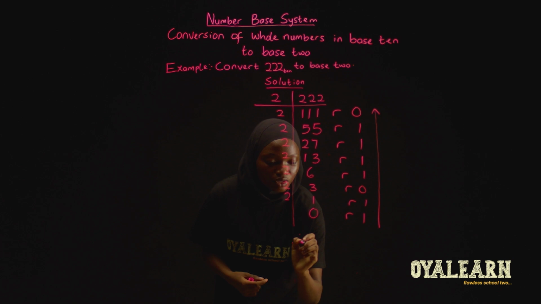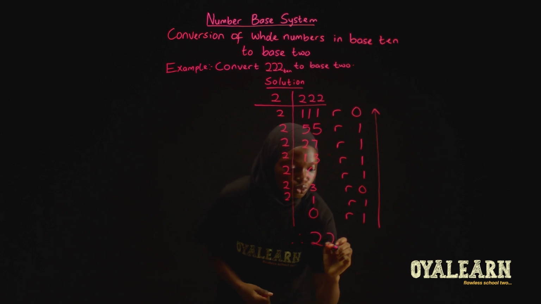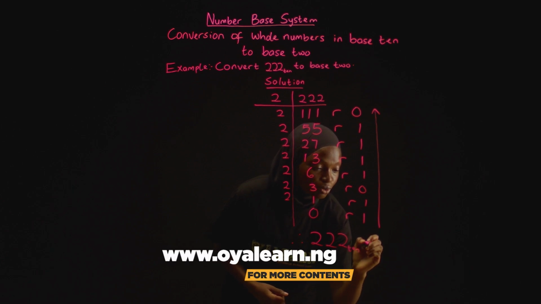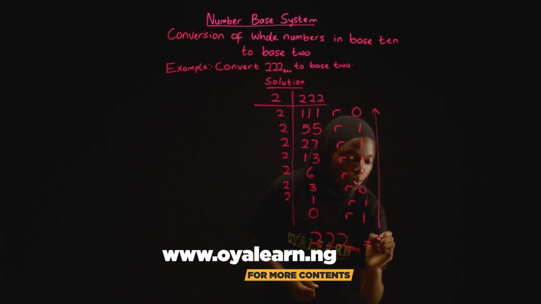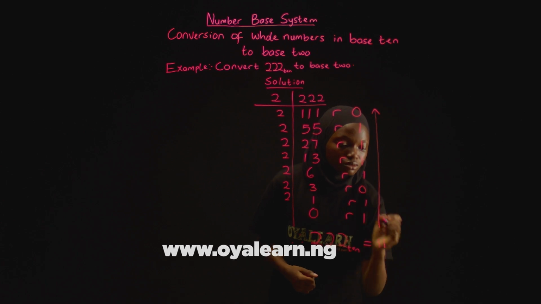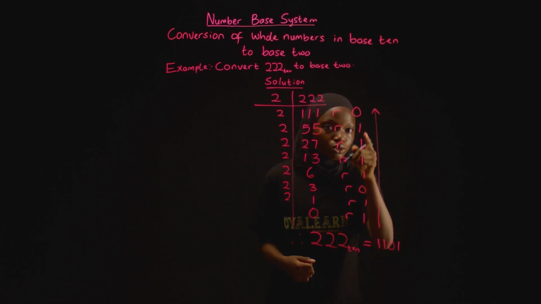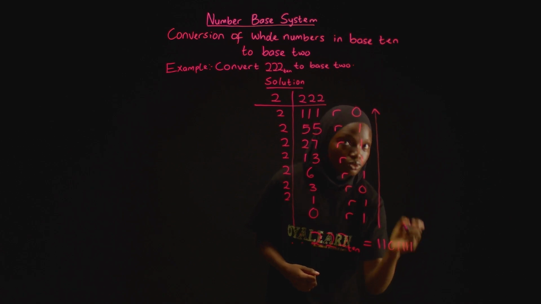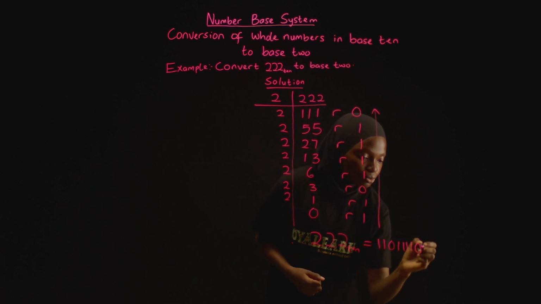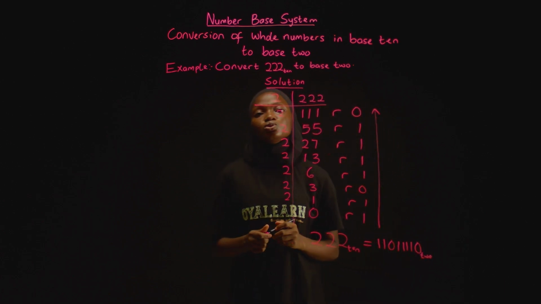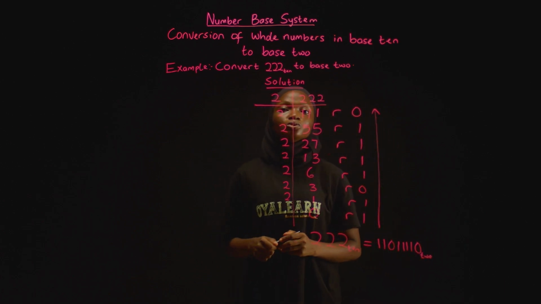So therefore, our 2 base 10 is equal to 1 1 0 1 1 1 1 1 1 1 0 base what? Base 2. And that's how to convert 2 base 10 to base 2.